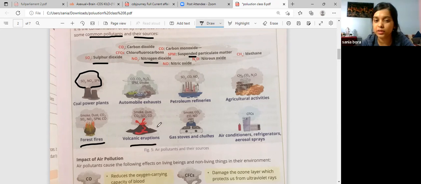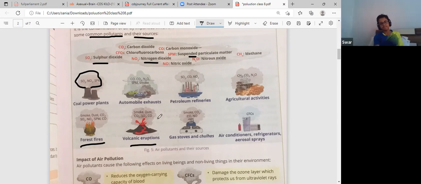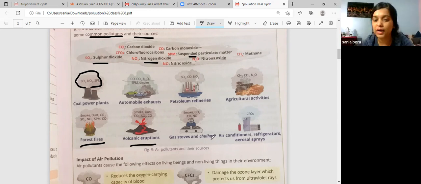And volcanic eruption: smoke, dust. You know volcanic eruption? Jwalamukhi. Yes, ma'am. So from there, these come. And gas stoves and chulas: smoke, CO2, CO and NO, right? And air conditioners, refrigerators, aerosols and all that: CFCs. Clear?